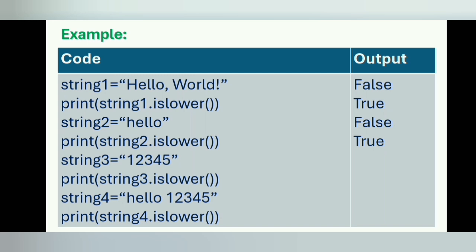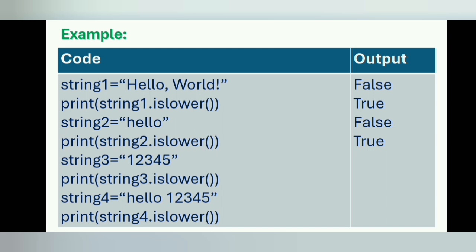Example 1. In this example, we assign the string value hello world to the variable string1. In the following statement, we apply the string.islower method to this string. Then the print statement prints the Boolean value returned by the islower method. Here the output is false because the string contains uppercase letters.